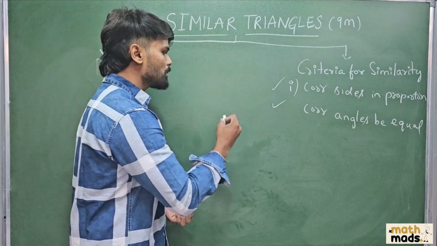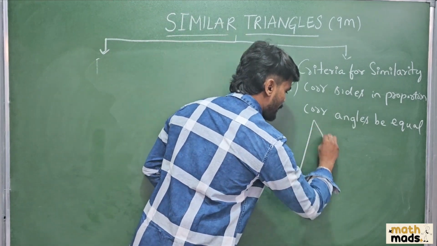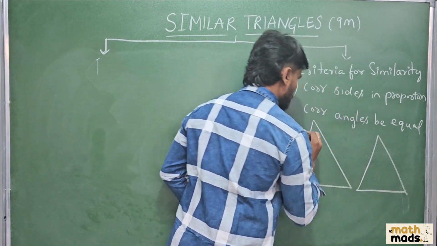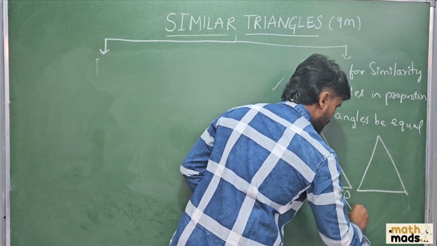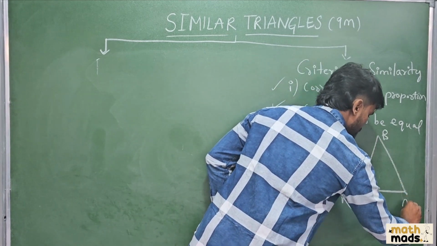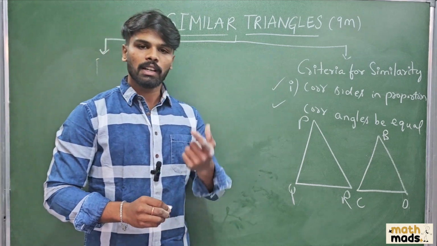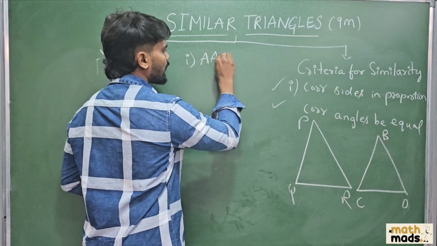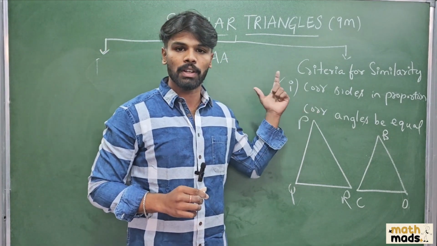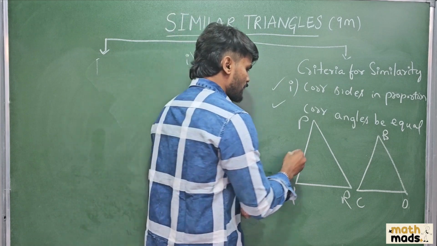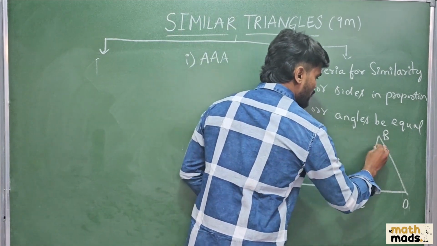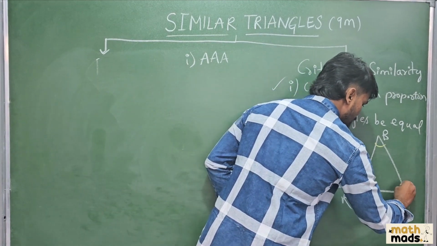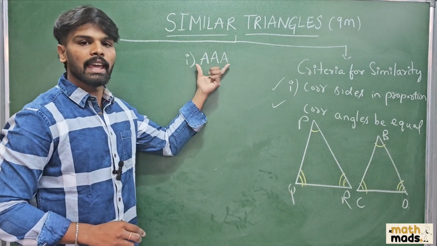Okay, let us see the first thing, but before that let me draw a triangle first. So let this be PQR, and let this be B, C and D. Now the first criteria is based on angles. I'll consider it as the AAA criteria, if I know all the 3 angles. Angle P will be equal to angle B, angle Q will be equal to angle C, and angle R is equal to angle D. So 3 angles, AAA criteria.